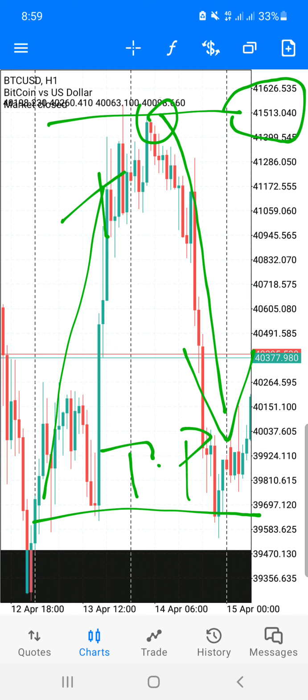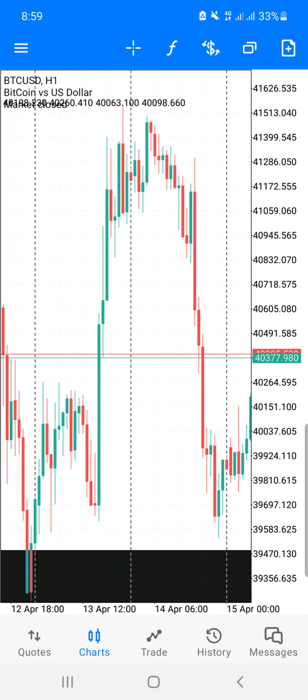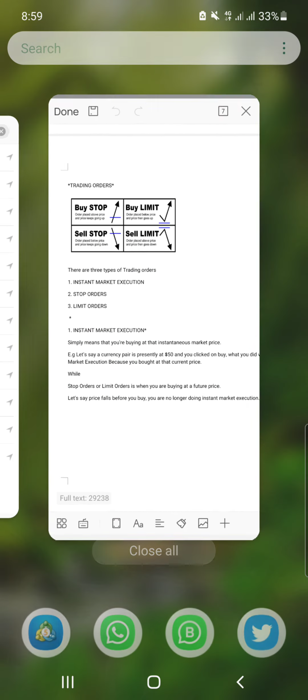So remember, this was where we entered. This was where we set our pending order when it was buying around this region, believing that when it reaches this point here, it will sell and go down. So I've explained buy stop, buy limit, and sell limit. Okay, so let's go to the next topic.